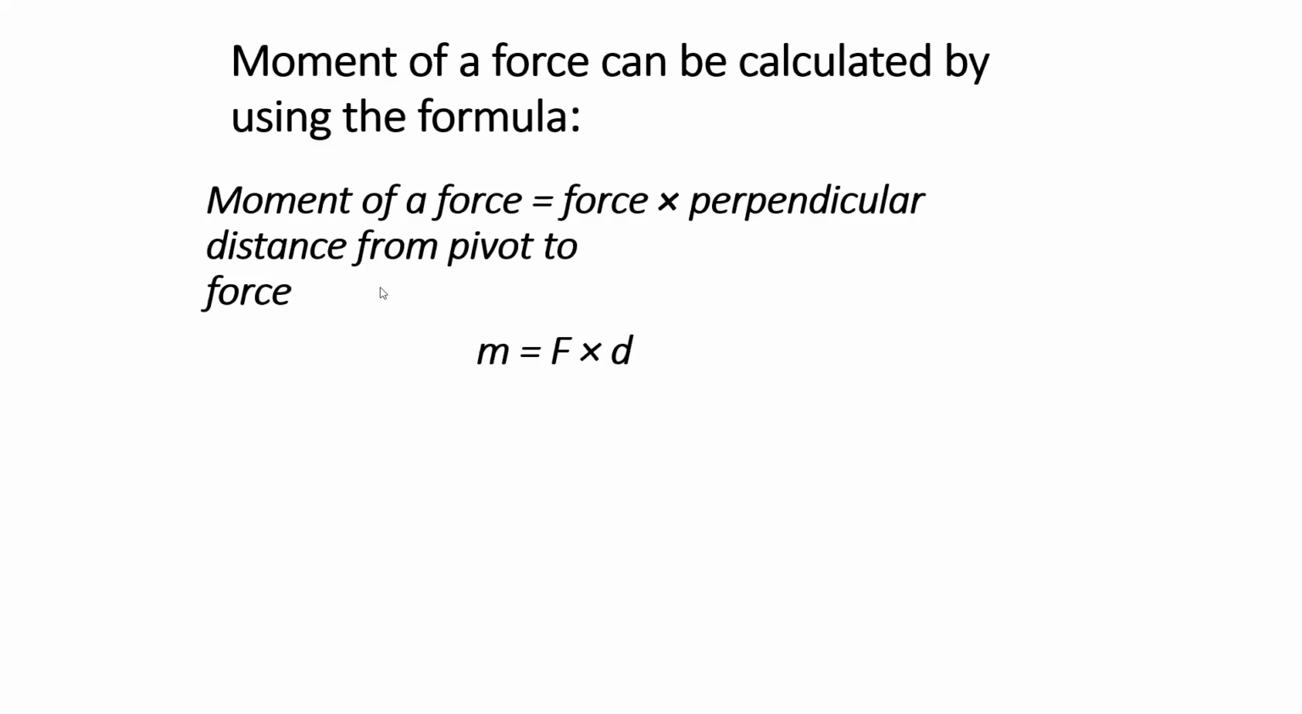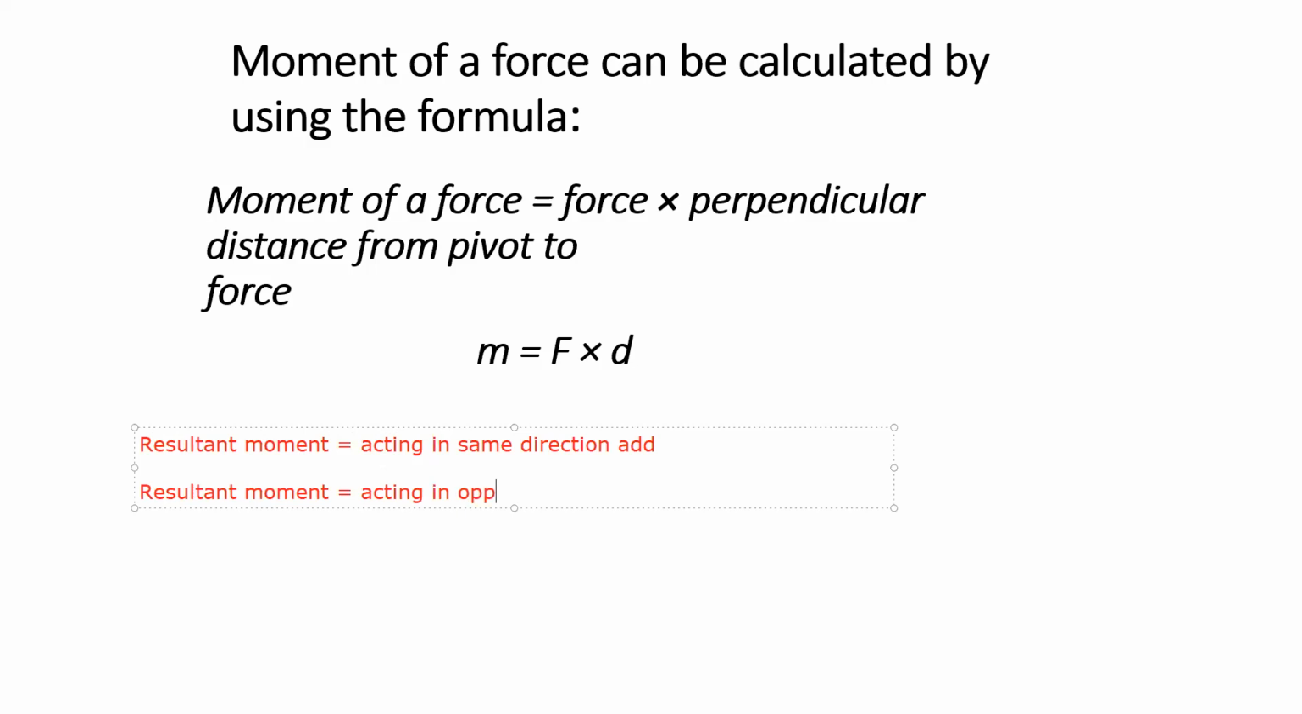If you want to calculate the resultant moment, and the moments are acting in the same direction, to get the resultant we will add them. But if you want to find the resultant moment and they are acting in opposite directions, to get the resultant we will subtract them.